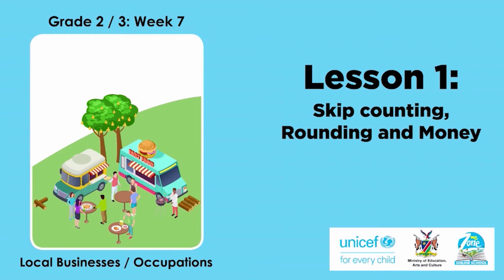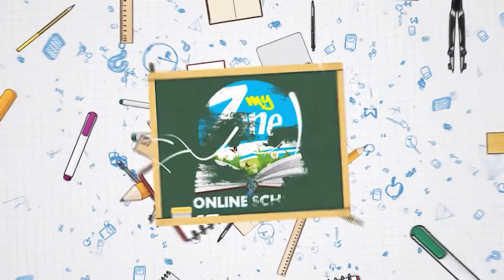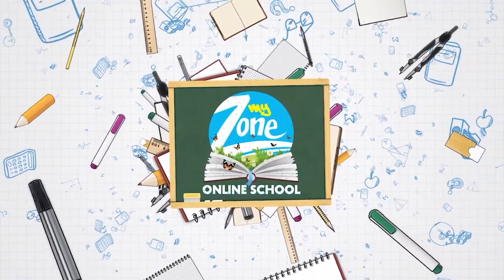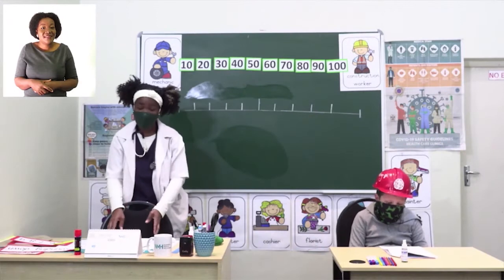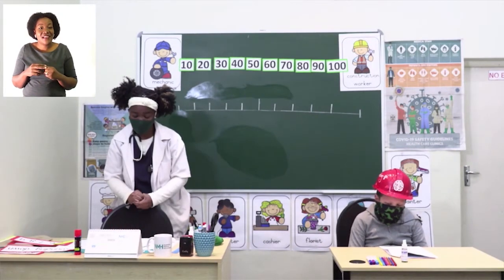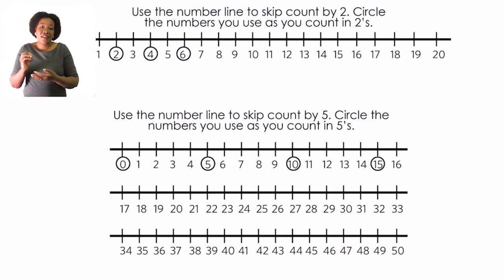The first lesson will be skip counting, rounding, and money. Okay, I would like for us to turn to page 3. Let us quickly warm up by counting. There are number lines there. The first one, we have to skip count in twos. Let us count. 0, 2, 4, 6, 8, 10, 12, 14, 16, 18, and 20.